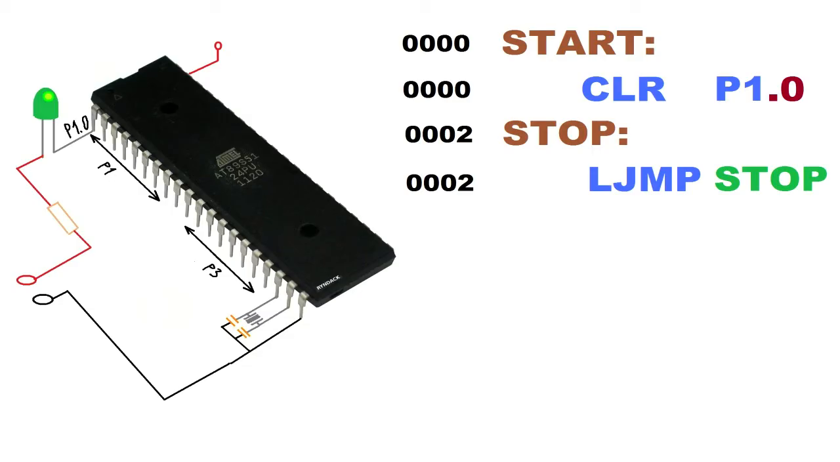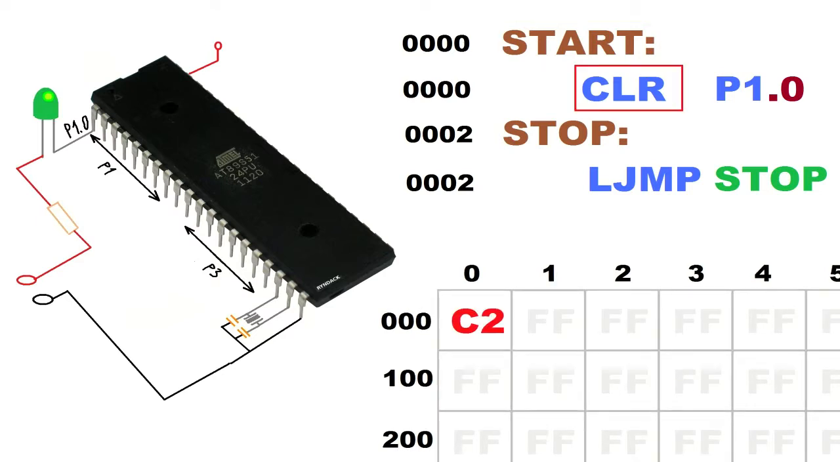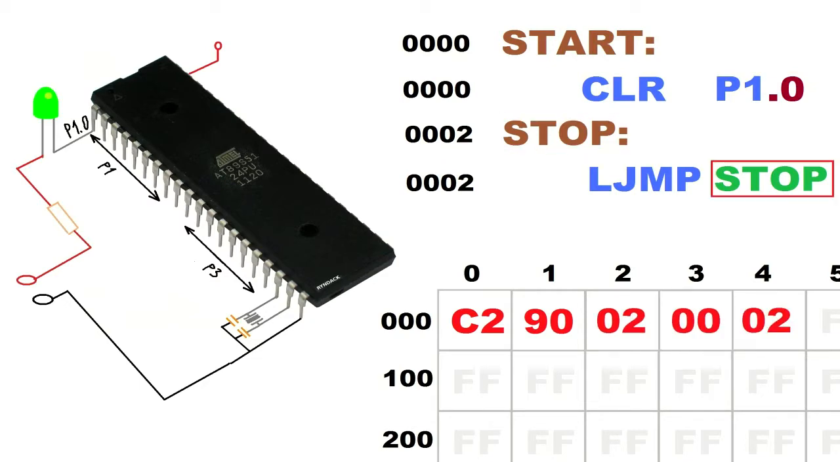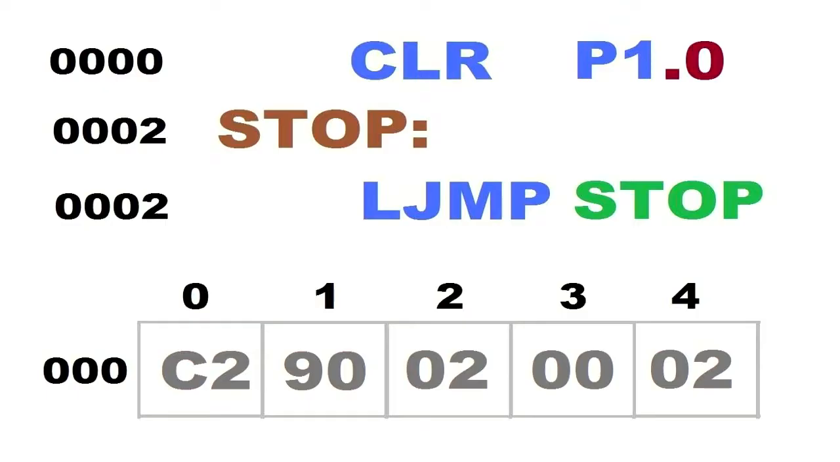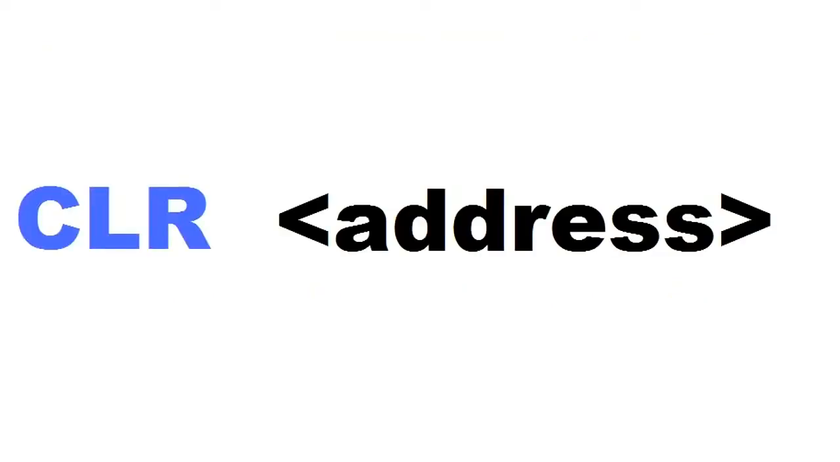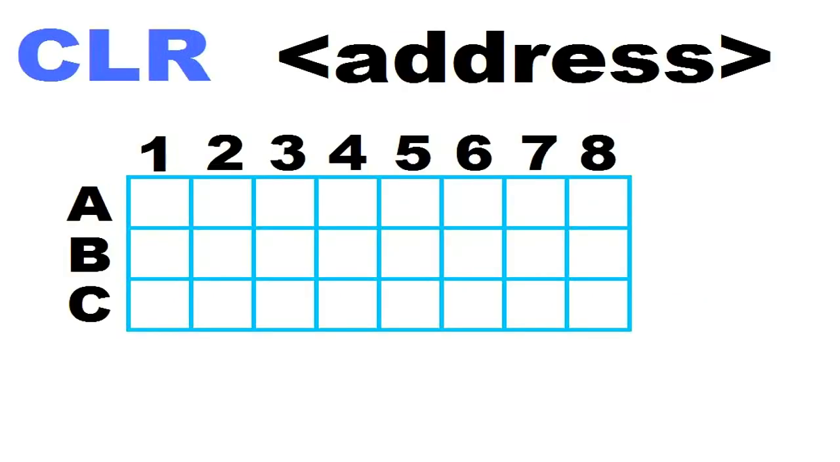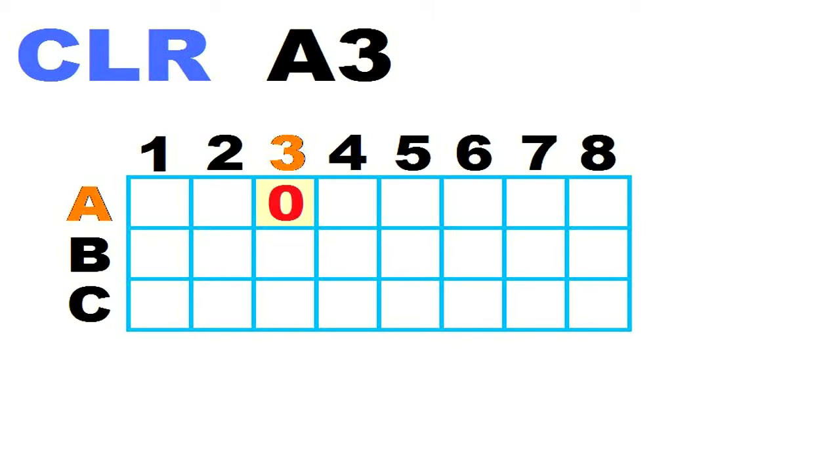The simplest program that ignites the permanent diode connected to the P1.0 port of the microcontroller will contain 5 bytes. C29D020002. We start from the beginning. C2 means CLR, which is short for clear. CLR is a command to write the zero value to the bit if the address is specified directly.